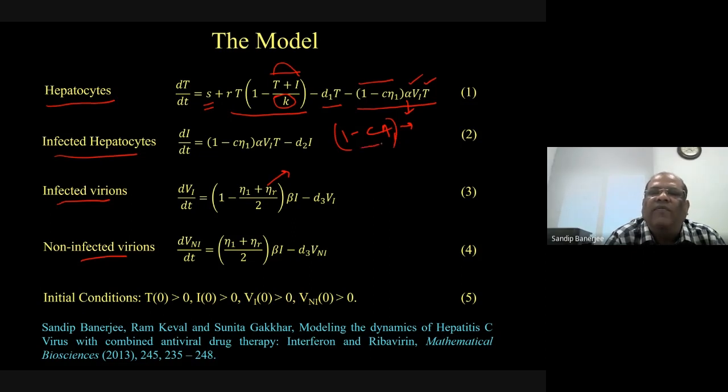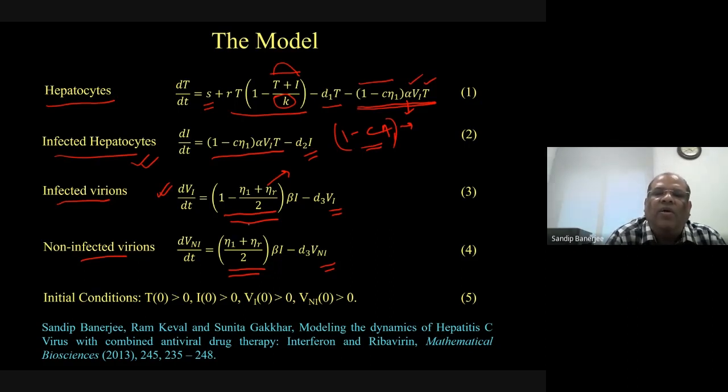Due to the non-efficacy of the drug, meaning the drug is not working, your liver cells are converted into infected liver cells at a rate alpha. That's why this whole term has come here. These are the natural deaths of the cell, for all of them. And this is again the combined therapy of both interferon and ribavirin. And this is the non-efficacy when they are not working, which gives rise to the infectious virus.